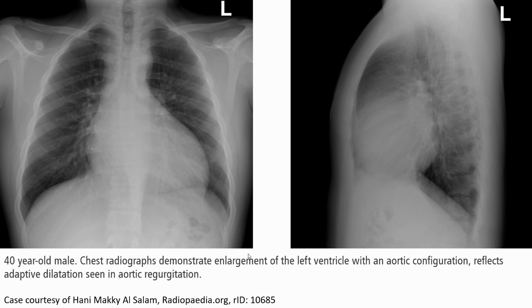This is a case of a 40-year-old man. His chest radiograph demonstrates enlargement of the left ventricle with aortic configuration, reflecting the adaptive dilatation seen in aortic regurgitation.